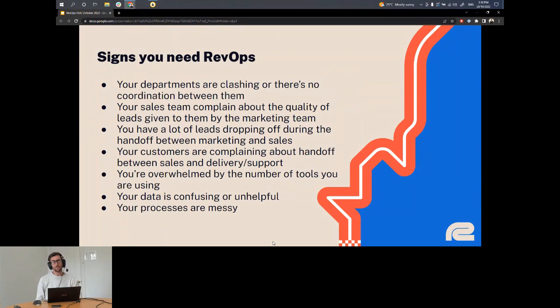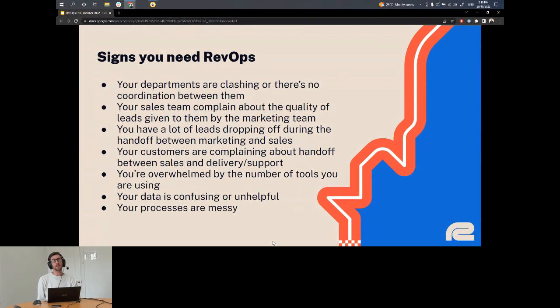So maybe right now you're thinking, do I need RevOps? Well, there are a few signs that indicate you might want to get into it as soon as possible. Firstly, are your departments clashing? Is there no coordination between them? You know trouble's brewing when employees from different departments approach you for clarification every single day. For example, some employees are getting conflicting messages from the head of marketing and the head of sales. So that's when you would want to look at RevOps to clarify all of that.